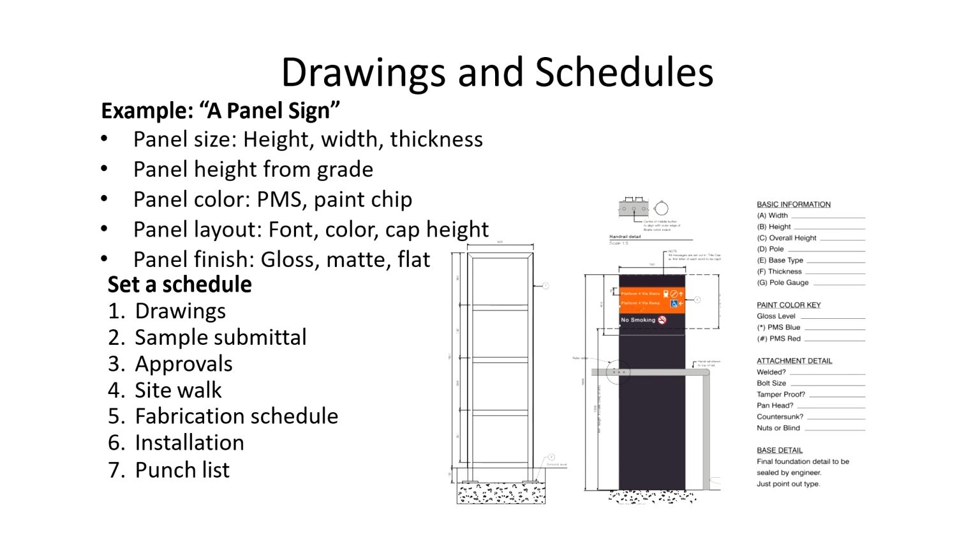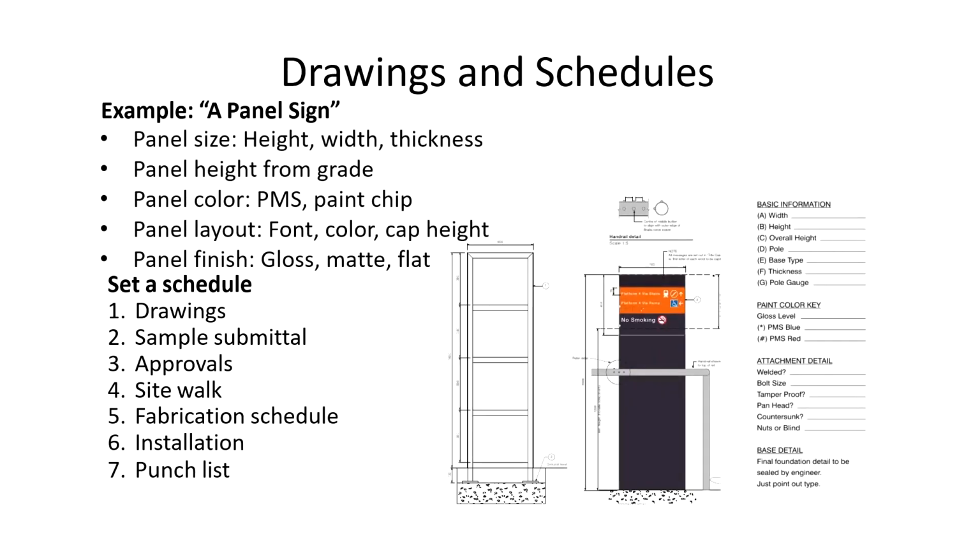For instance, let us consider that we are creating a panel signage. Here are a few questions that need to be addressed. That is, what is my panel size? If I want to tell the size, I have to know the height, the width, which is this one, and the thickness. This is width and this is thickness. What is the height from the grade if I have some podium? What is the color I am using, what is a Pantone matching system?